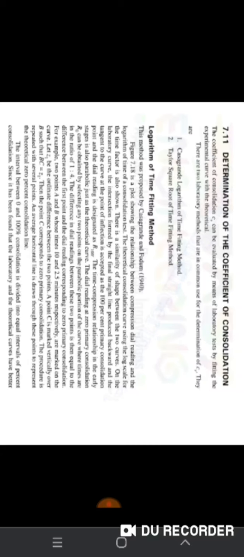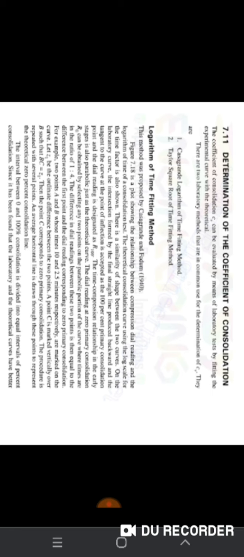Hello students, today we will be discussing the determination of the coefficient of consolidation. The very first thing is that we are finding out the time of consolidation of the soil. Basically it is 50 to 60%, it cannot be 100%, but it can reach up to 50 to 60% consolidation. For this we have two methods.